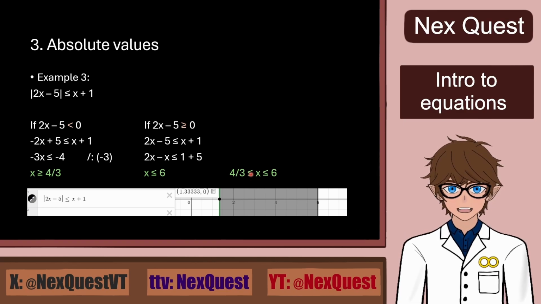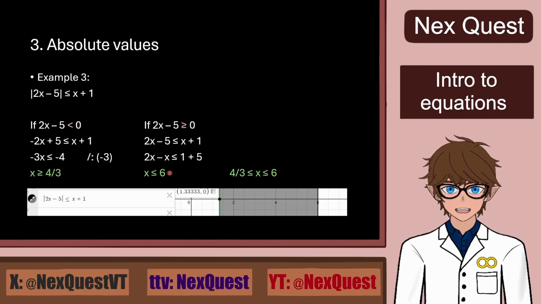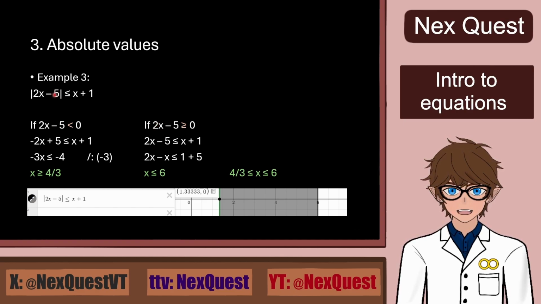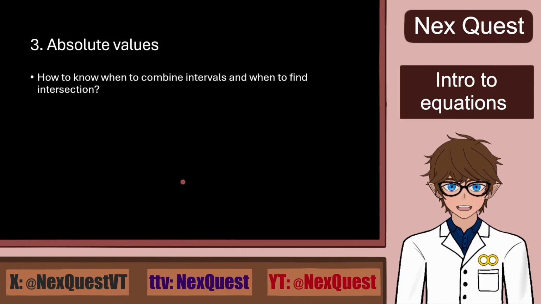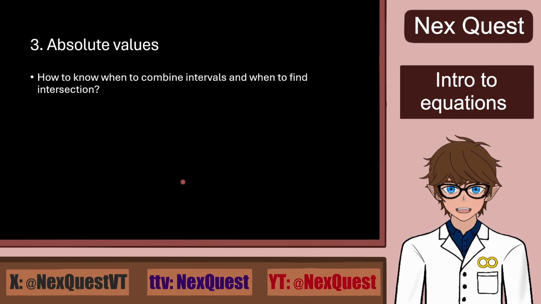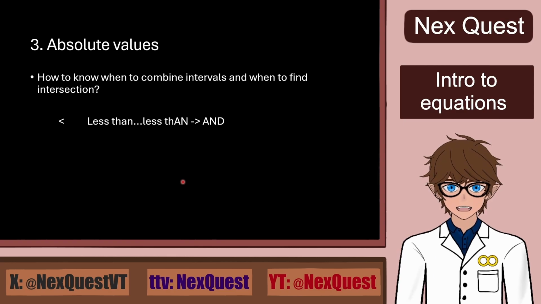But why is it exactly this interval? Because technically all numbers are accounted for. This fits this condition and this equation, and this fits this equation and this condition and this equation. So why aren't all numbers fitting this? Well, how to know exactly when to combine intervals and when to find the intersection? Well, there are a couple of methods.